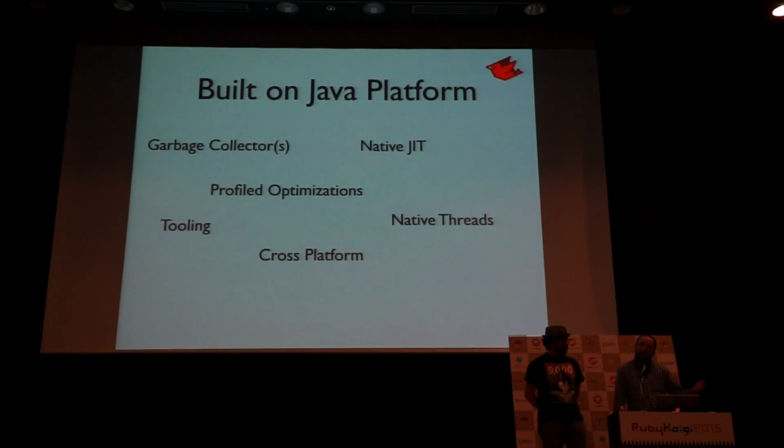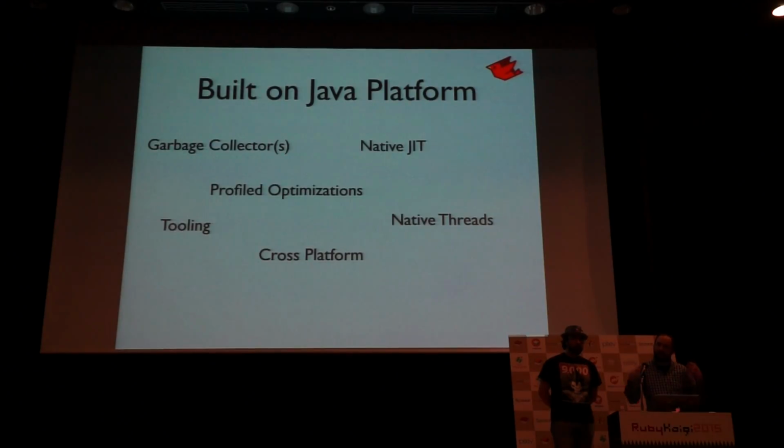It runs on top of Hotspot, so we have this best in the world sort of native JIT that does dynamic profiled optimizations, which makes JRuby run fast. There's lots of tooling, and probably the most important difference is we have no global interpreter lock, so you get to be able to use native threads and fully utilize all cores from one Ruby process. And Java runs absolutely everywhere.